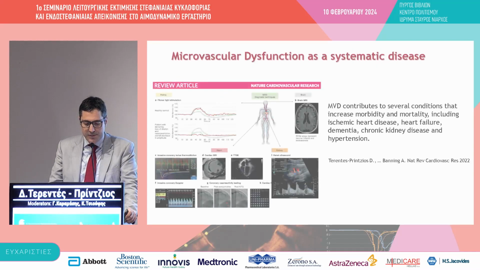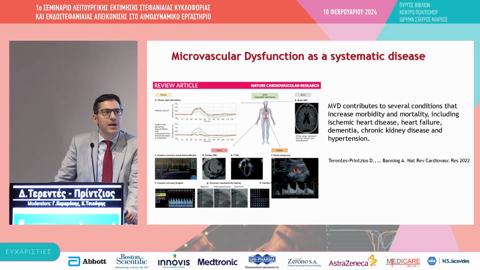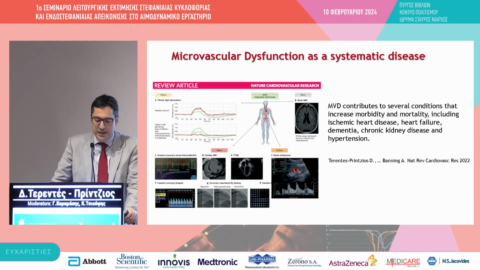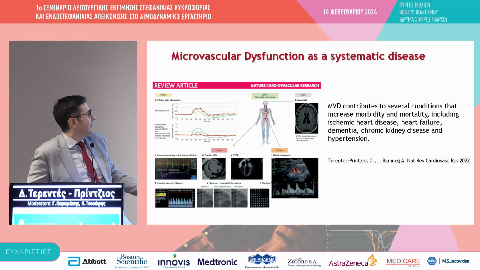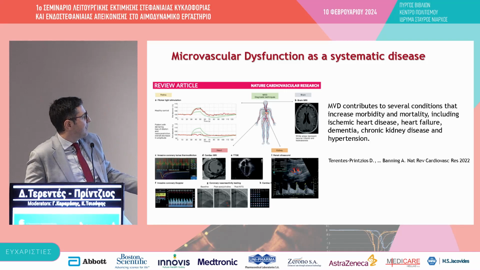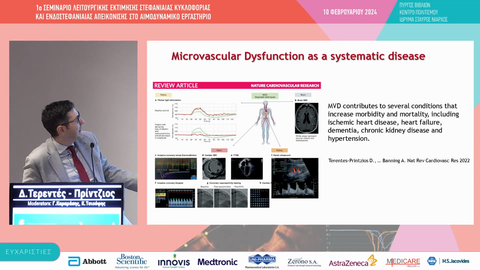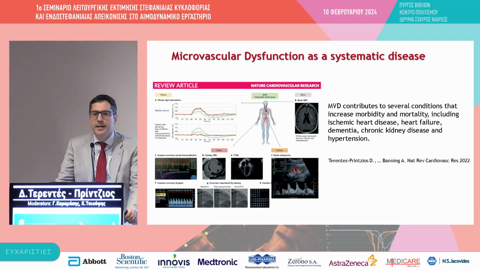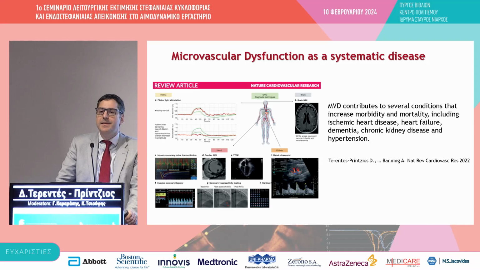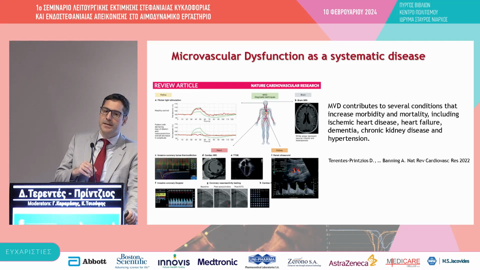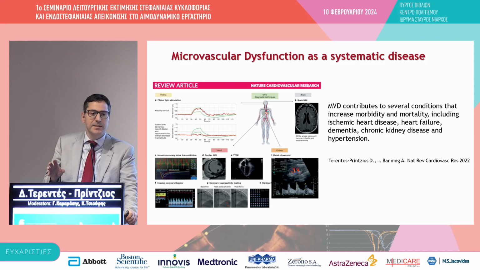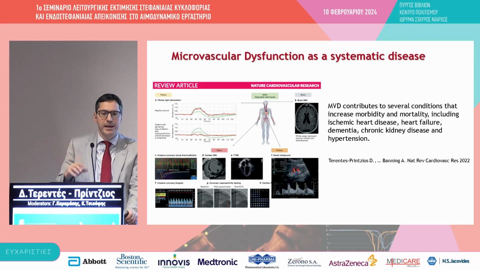Microvascular dysfunction is not just in the coronaries. It's more a systemic disease. And this has been shown by several studies that have assessed microvascular dysfunction in other territories like the brain, the kidney, and the retina. And it has been shown that there is an association between the microvascular dysfunction that we observe in the coronaries and the microvascular obstruction we assessed, for example, in the brain or in the kidney.